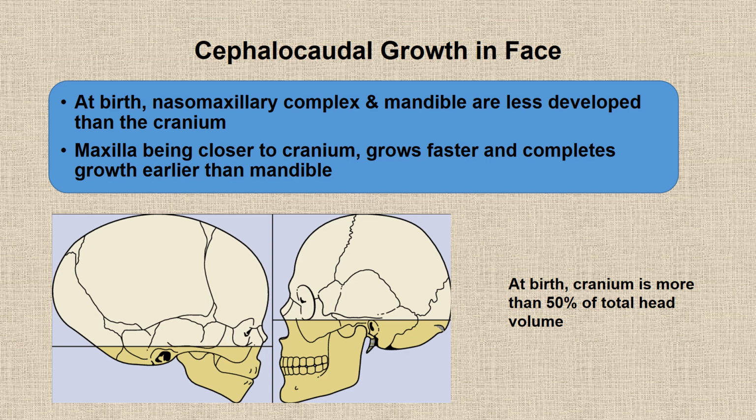Now, at birth, the nasomaxillary complex and mandible are less developed than the cranium. The maxilla, being closer to the cranium, grows faster and completes growth earlier than the mandible. At birth, the cranium is more than 50% of the total head volume.